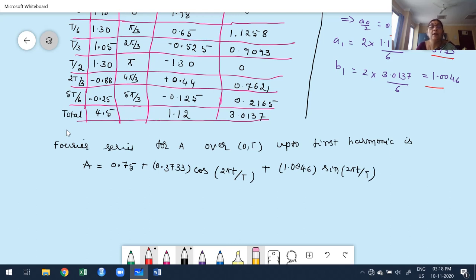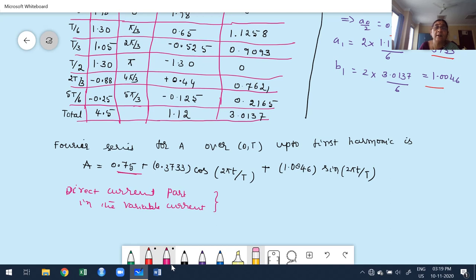Keep in mind, this is small t. And then f of x is capital D. Then the direct current part of the variable. Next, I want to write the direct current part in the variable current. This part is a direct current because it's not multiplied with any cosine or sine function. What is that value? A0 by 2 is nothing but my direct current part. It's not multiplied with any trigonometric function. This is nothing but 0.75.